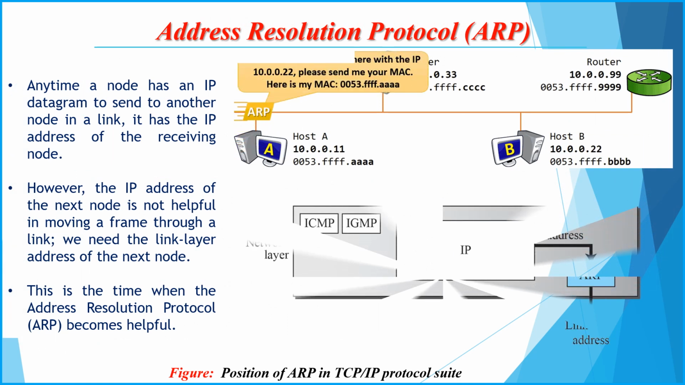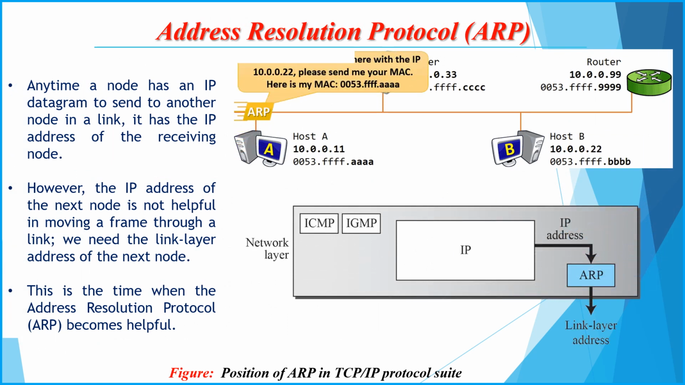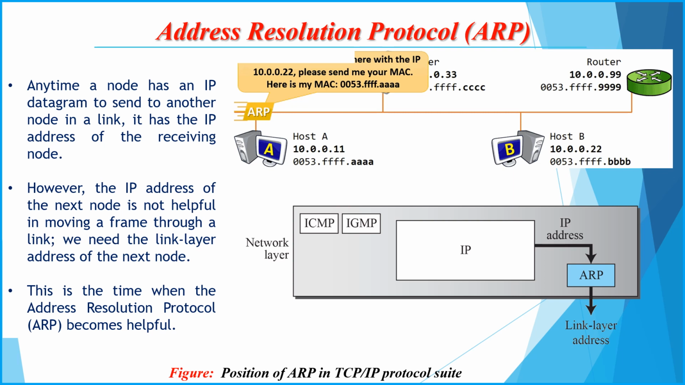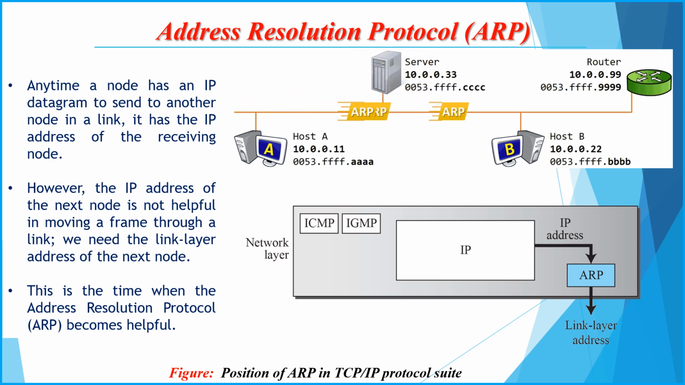Next, we will see about Address Resolution Protocol (ARP). Anytime a node has an IP datagram to send to another node in a link, it has the IP address of the receiving node. However, the IP address of the next node is not helpful in moving a frame through a link. So, we need a link layer address of the next node.